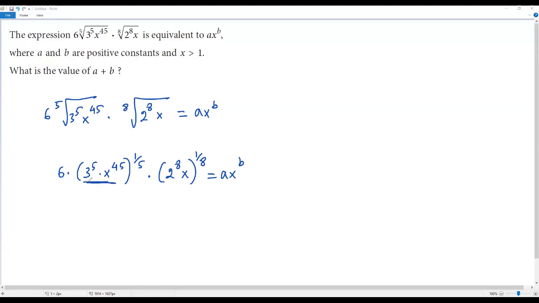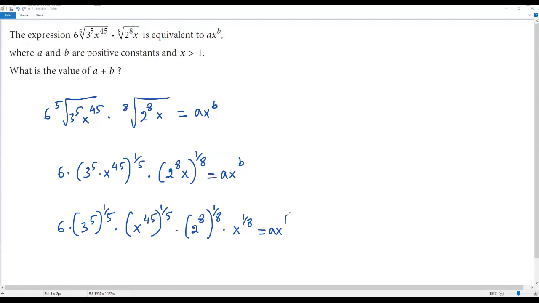Here inside the parentheses, two quantities are multiplied and we have the common exponent. Whenever two quantities are multiplied and we have a common exponent, the exponent can be distributed to each quantity and we multiply the results. Then I'm getting 6 times (3 to the 5th power) whole to the power of 1 over 5 times (x to the power of 45) whole to the power of 1 over 5. I distributed this exponent to each term and multiplied the results. The same thing here: two terms are multiplied with the common exponent 1 over 8, so we distribute this exponent and multiply the results. Then I'm getting (2 to the 8th power) whole to the power of 1 over 8 times x to the power of 1 over 8 equals a times x to the power of b.